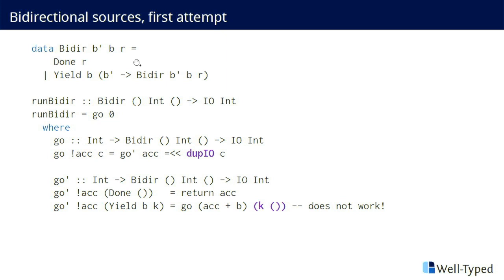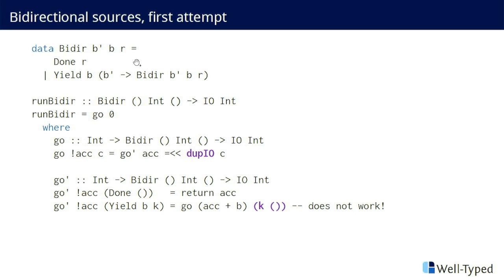That is the thing that we're duplicating, which is not the thing that we should be duplicating, because that's not the thing that we were retaining in the first place. What we would like to do is evaluate that application, apply our function to unit, just enough that we get access to the underlying bidirectional source, and no further, then duplicate that, and then pattern match on it, right?